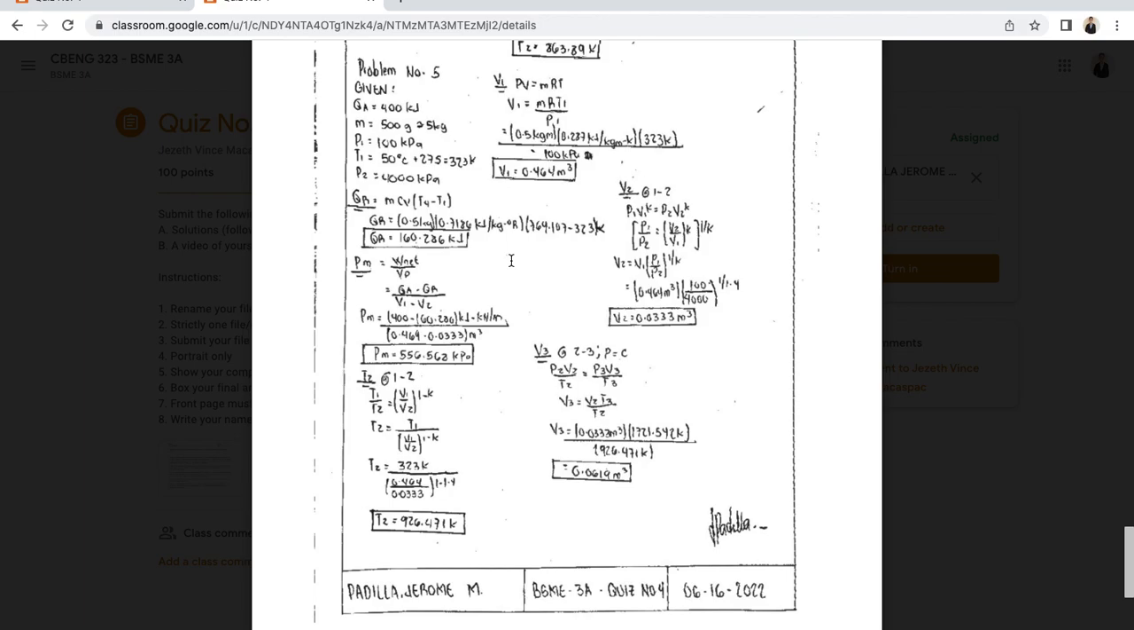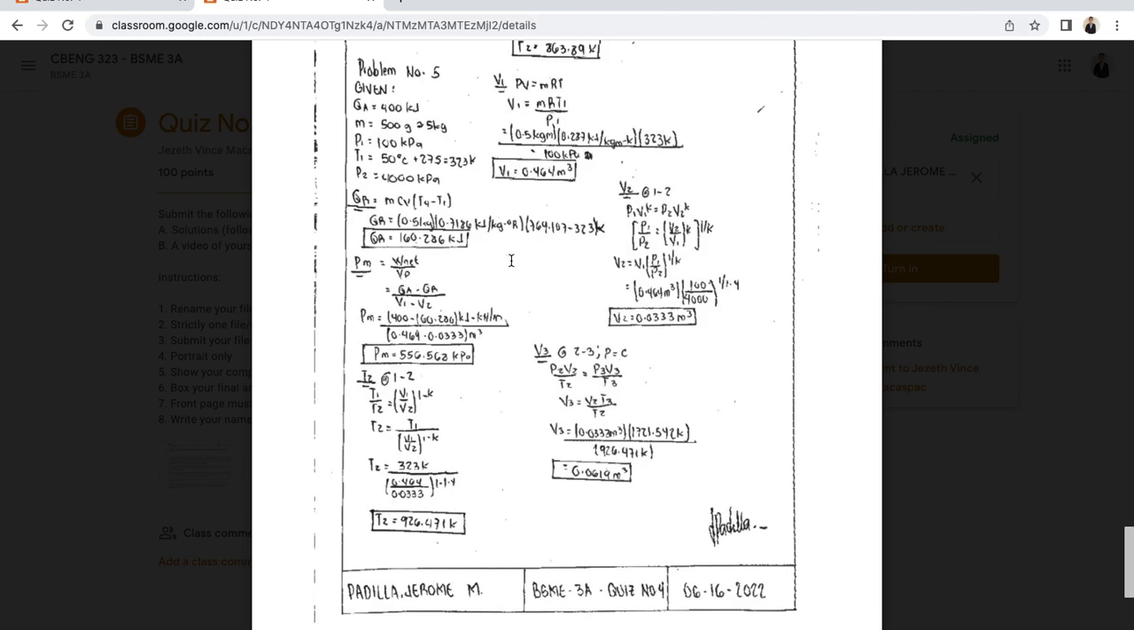So V1 equals mRT1 over P1, yung formula natin, 0.5 kg mass multiply by 0.287 kJ per kilogram per Kelvin multiply by 323 Kelvin over 100 kPa. Yung nakuha nating value for the V1 is 0.464 cubic meter.